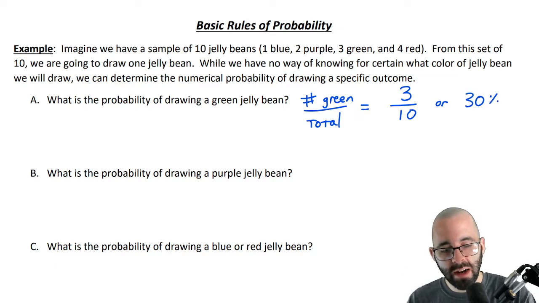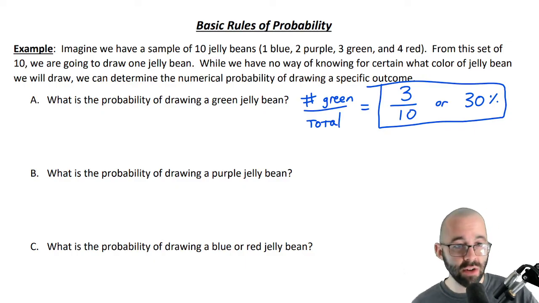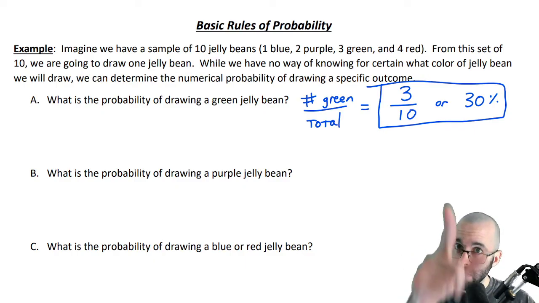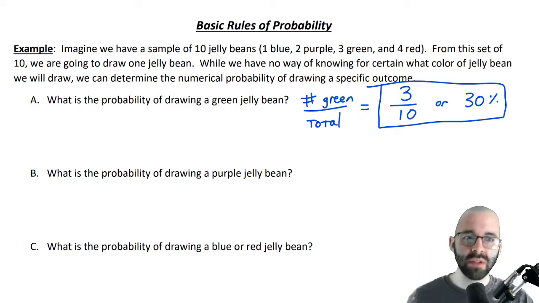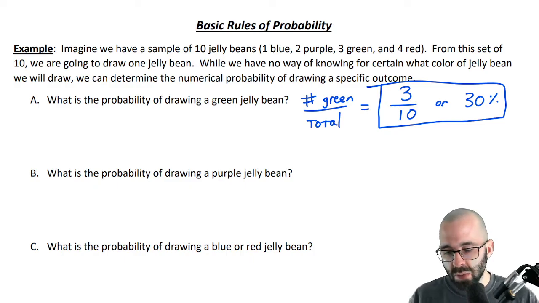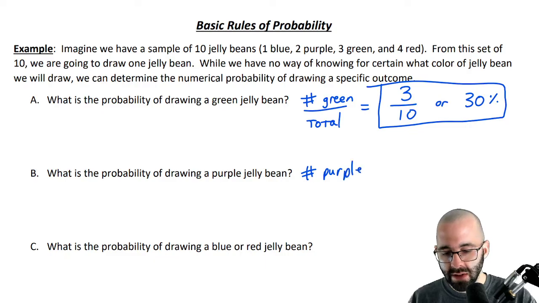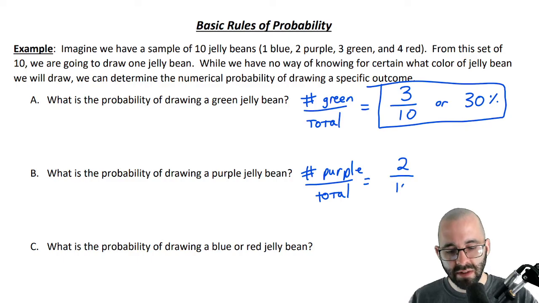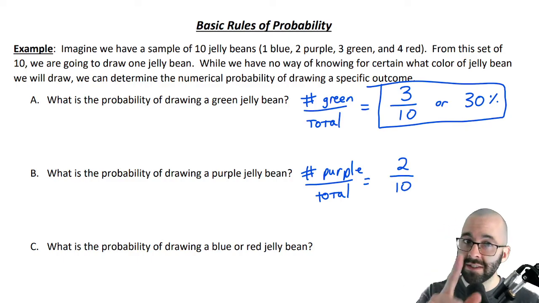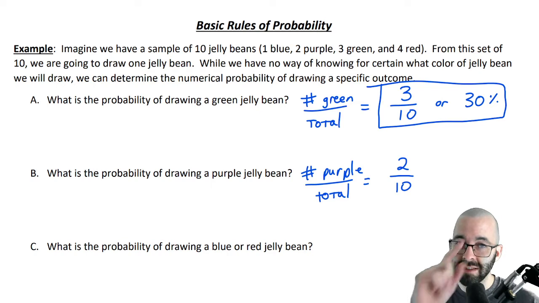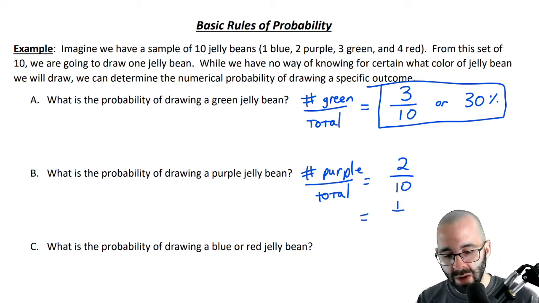Or 30%. And again, I'm okay with either format here. Fractions, as long as they're reduced, simplified fractions, or percents. I'm personally a percentage guy, but I'll take either. What's the probability of drawing a purple? Again, it's just going to be the number of purple divided by the total. Well, there are 2 purples. There are 10 totals. This is not our final answer because this is not reduced. So it's going to be 1/5 or 20%.